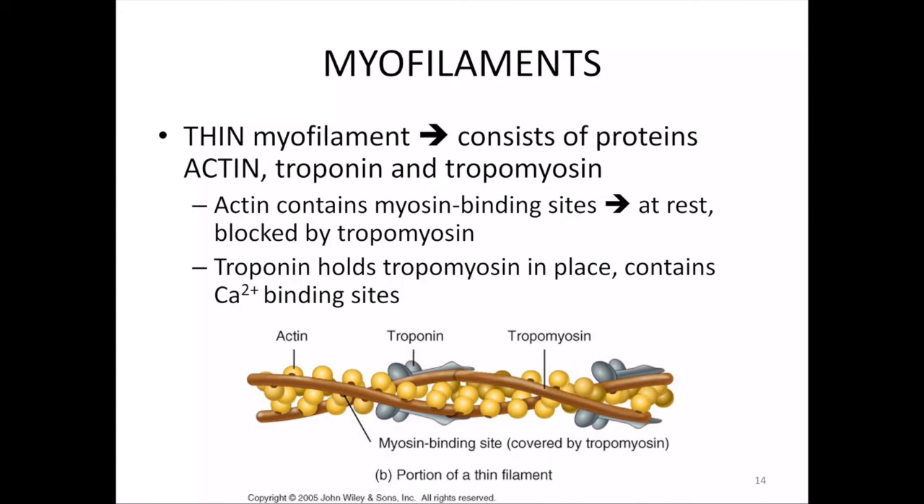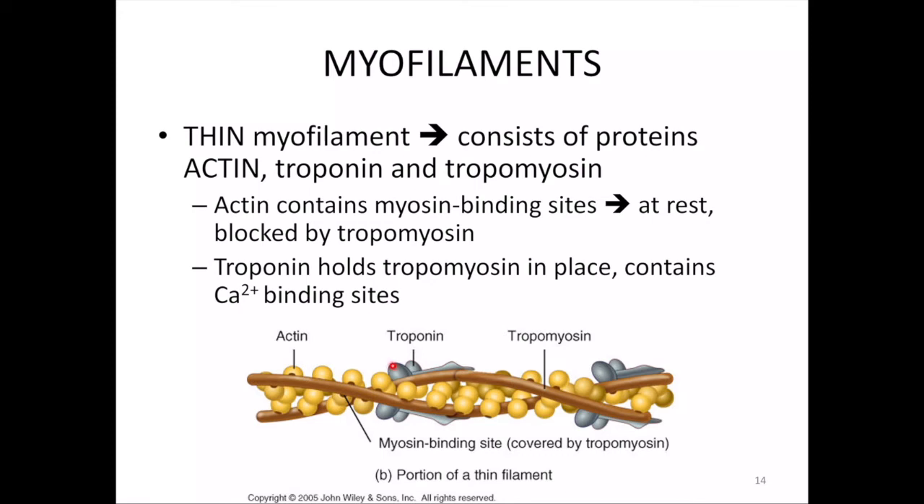However, when the cell is at rest, these binding sites for myosin are blocked by tropomyosin. Remember, tropomyosin are these long threads over here, and tropomyosin is anchored in place by troponin. In order for us to form these cross bridges between actin and myosin, something needs to happen with troponin. Troponin is actually going to be sensitive to calcium.